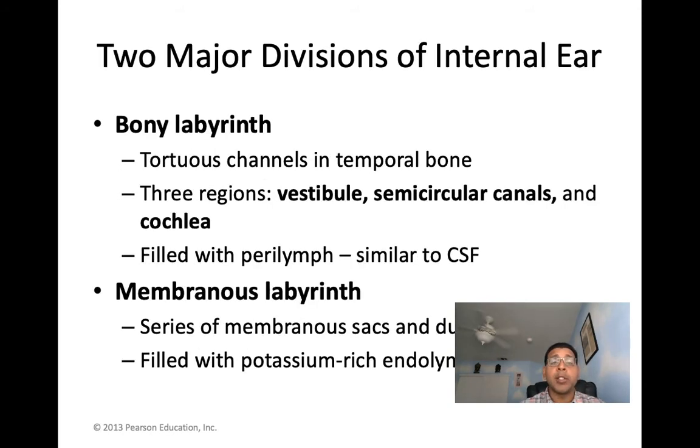Next, let's move to the internal ear. The internal ear has two major divisions. First, we have the bony labyrinth, which is a system of tortuous channels that are worming through the bone, and the membranous labyrinth. The membranous labyrinth is a continuous series of membranous sacs and ducts within the bony labyrinth that follow its contours.